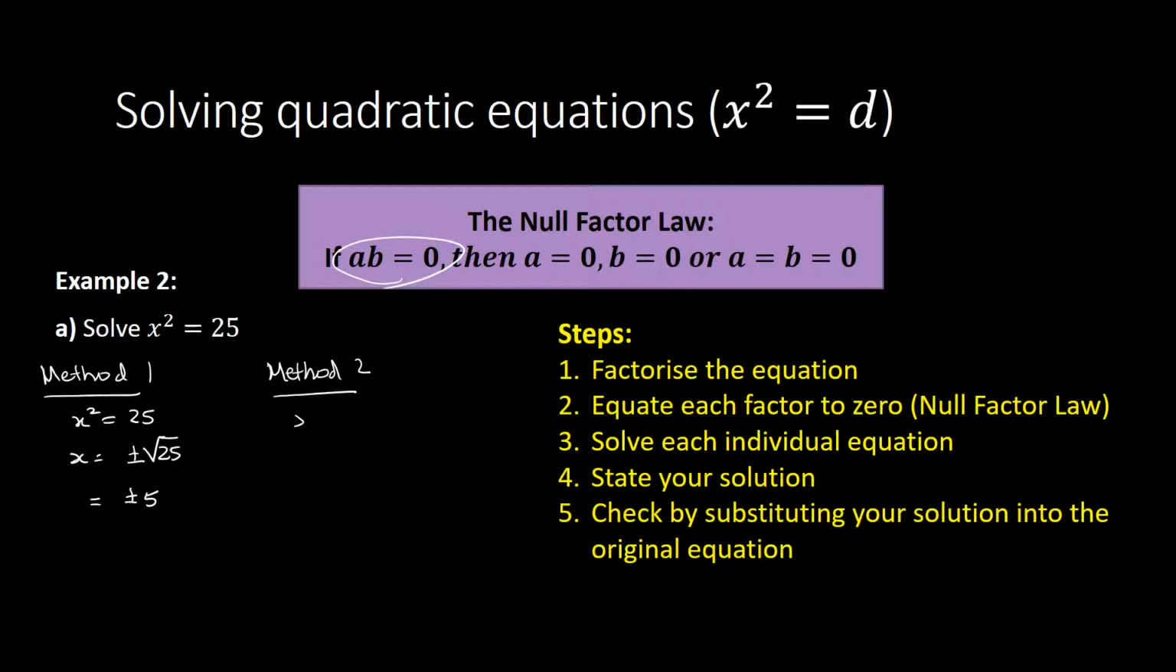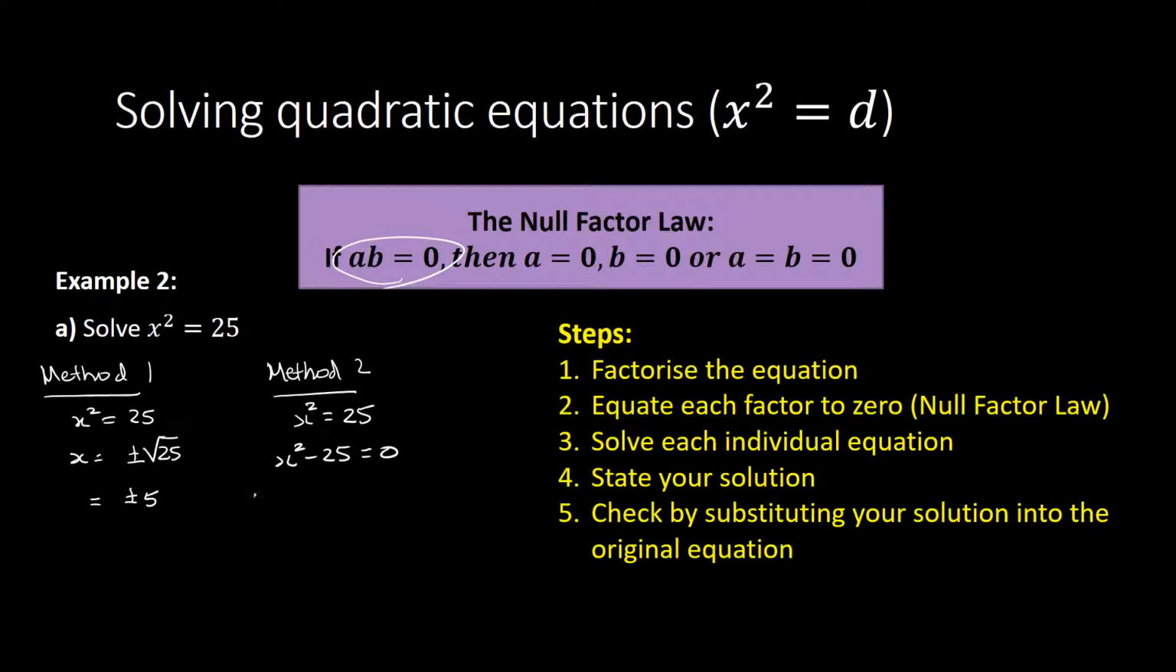So let's quickly rearrange this. If we've got x squared is equal to 25, then subtract 25 from both sides. x squared minus 25 is equal to 0. Think back to way back at the beginning of the year when we did something called difference of two squares, or difference of perfect squares.